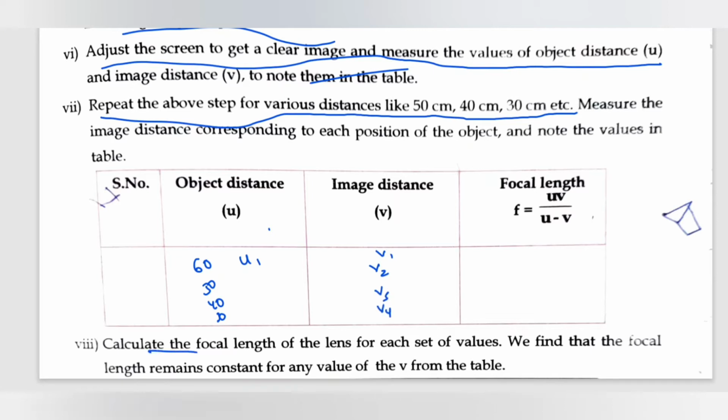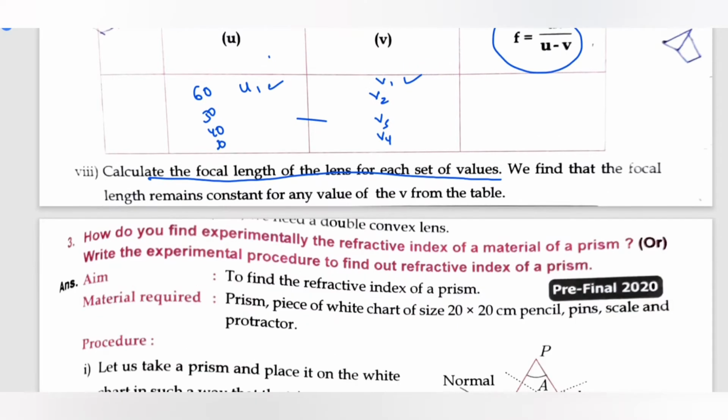Calculate the focal length of the lens for each set of values. So for every object distance and image distance, calculate the focal length by using the formula f is equal to uv by u minus v. So you can get a focal length of a certain value, and this value will be the focal length of the lens.